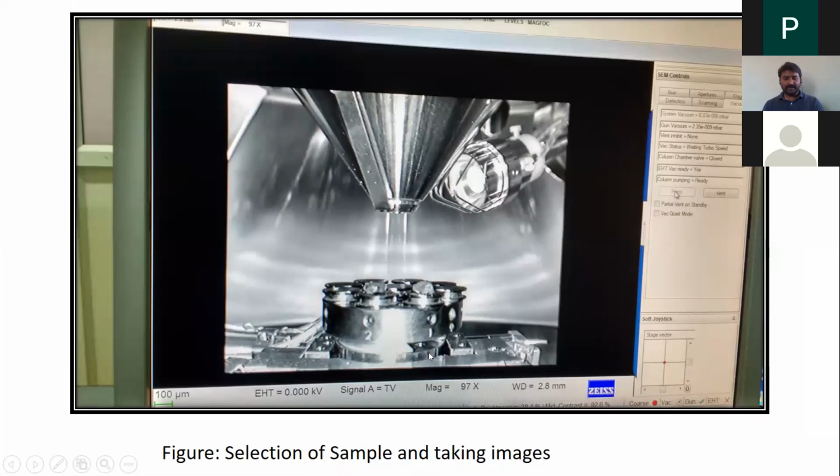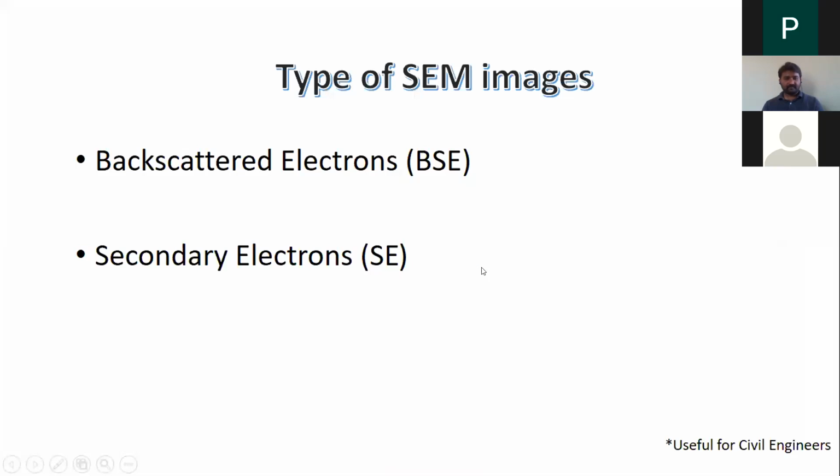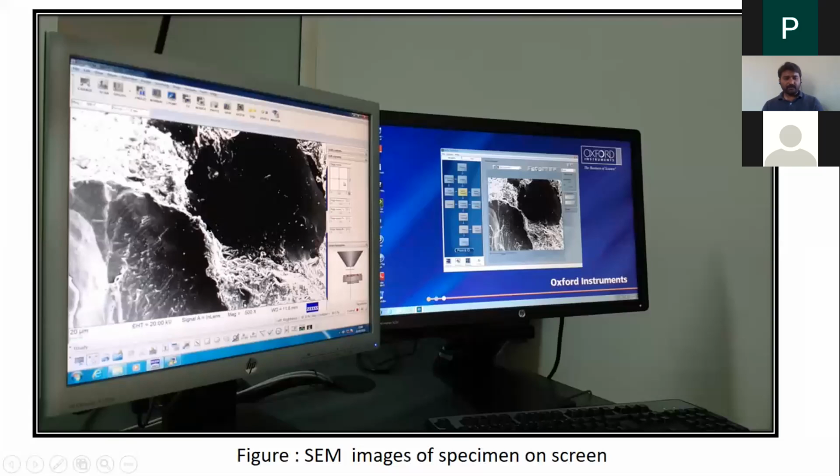As I was talking about working distance, see here, magnification is 97x right now. This WD, the working distance, is 2.8 mm. The distance between this and this is 2.8 mm, and this varies up to 9 mm. That is the working distance. So you cannot have samples of very high thickness. That's why they usually restrict the specimen thickness to around 4 mm or 5 mm, not more than that. So this is how the images look once you start getting them, and you can also have EDS analysis of this particular part.